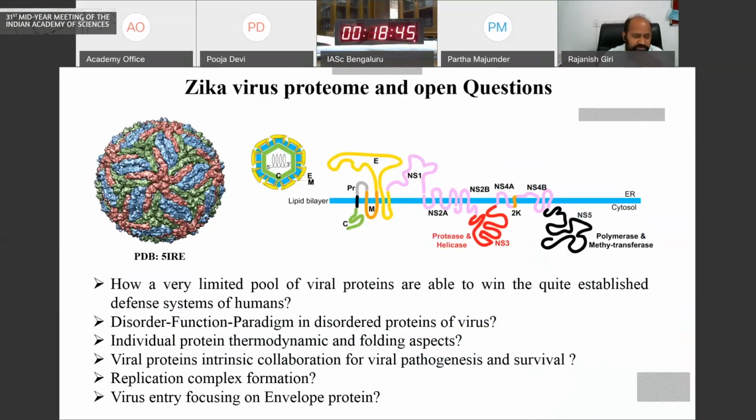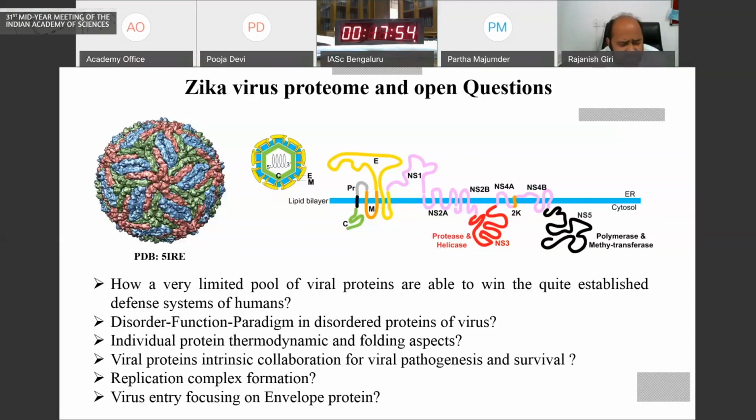So our first question was how a very limited pool of viral proteins is able to defeat very well established human defense systems. This virus has only 10 proteins, and with only 10 proteins it is able to hijack the very well established human defense system, which involves more than 20,000 proteins in humans. So, of course, there should be some collaboration among the proteins of the virus. So the next question is how they are collaborating.